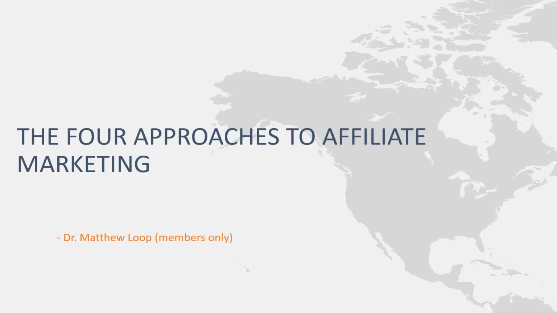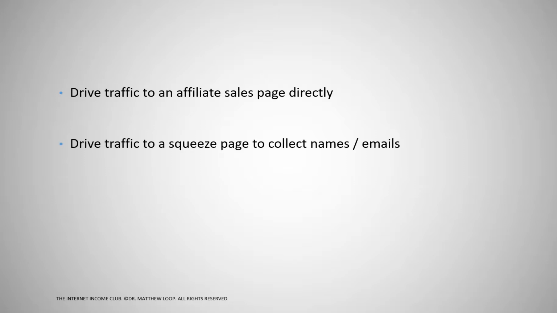Let's talk about the 4 approaches to affiliate marketing. The first approach is to drive traffic to an affiliate sales page directly. This is where you are trying to sell that person immediately so you can get a quick sale.